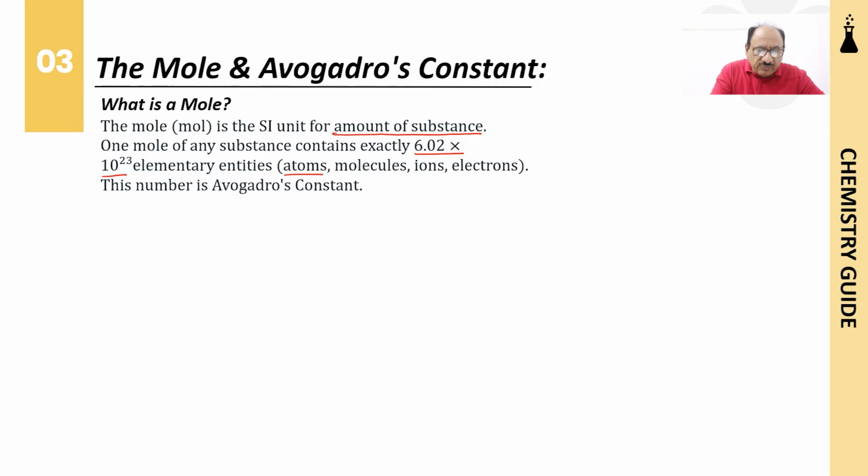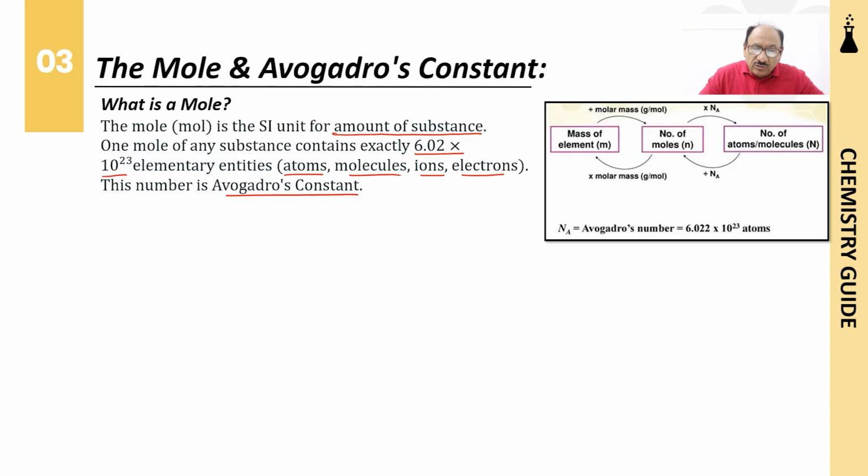So they can be atoms, molecules, ions, and electrons. Any of these, but the number should be the same, 6.02 × 10^23. This number is known as Avogadro's constant, credited to Avogadro, who was a chemist.